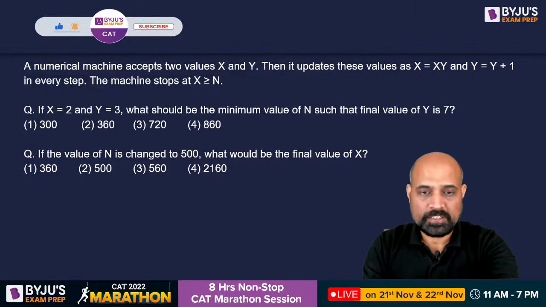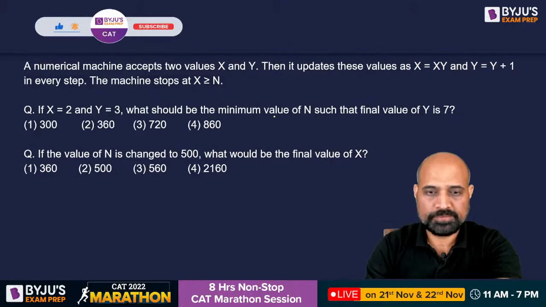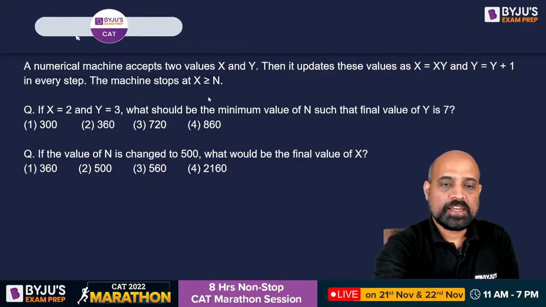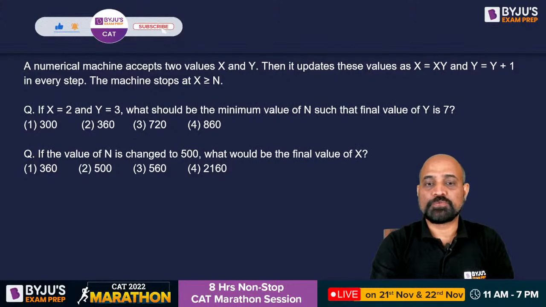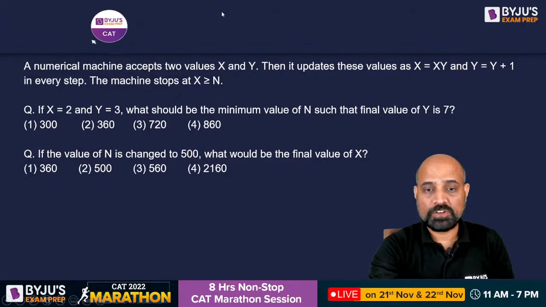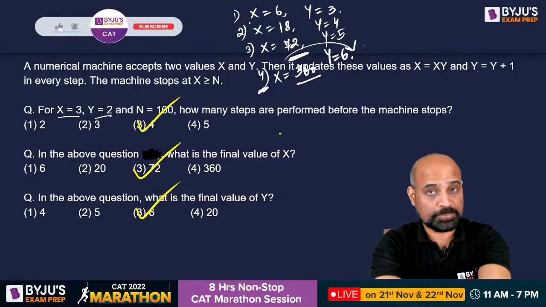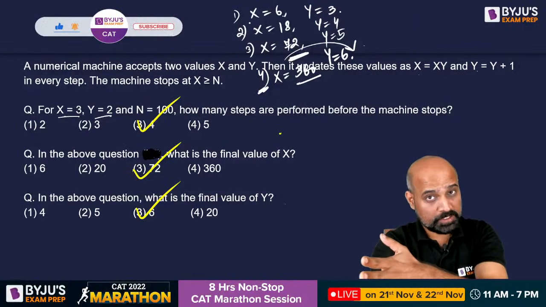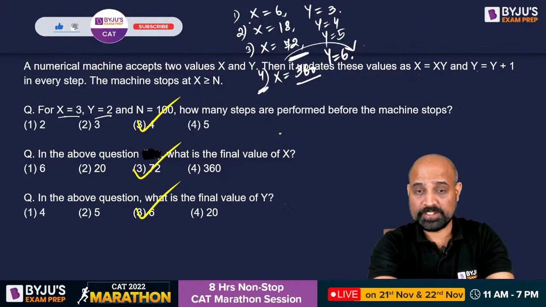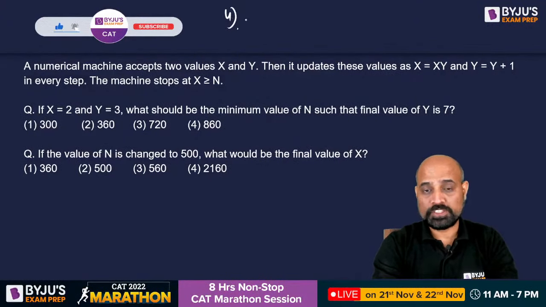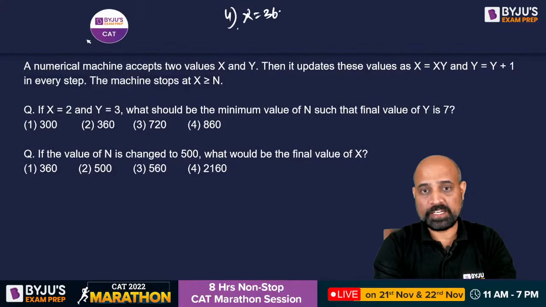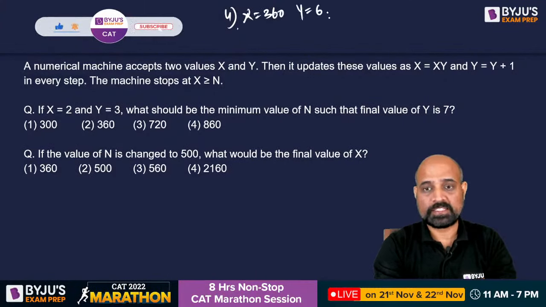Next is, I believe there were 5 questions for this. If x is equal to 2 and y is equal to 3, what should be the minimum value of n such that the final value of y is 7? Now, we just calculated that, hold on. In 4 steps, we get y is equal to 6 and x is equal to 360, right? So, in the 4th step, the value of x is 360 and the value of y was 6.